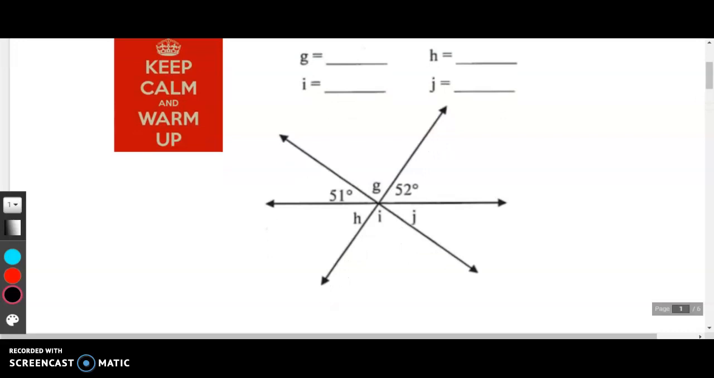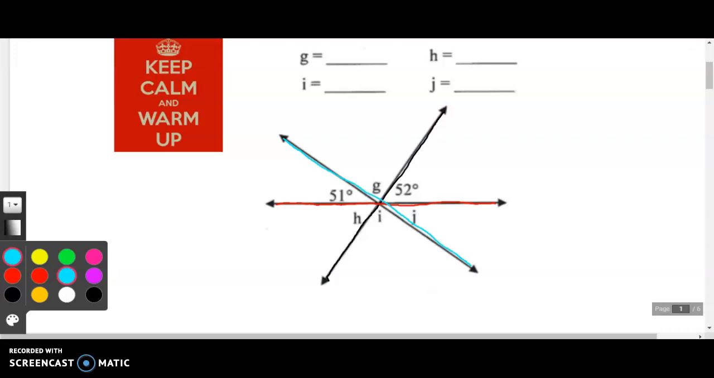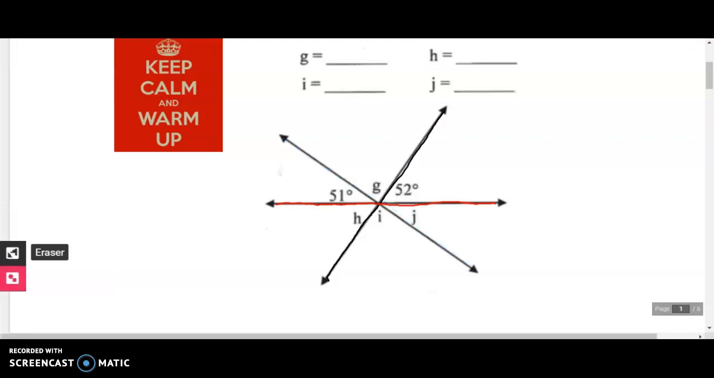Now, we notice that there are 3 lines that are crossing each other. We have this line, we have this line, and we have this line. So we have 3 straight lines crossing each other. That's really important as we do this, that we recognize those 3 lines. The first thing that I'm going to do is find G. G is the missing piece of this straight line.